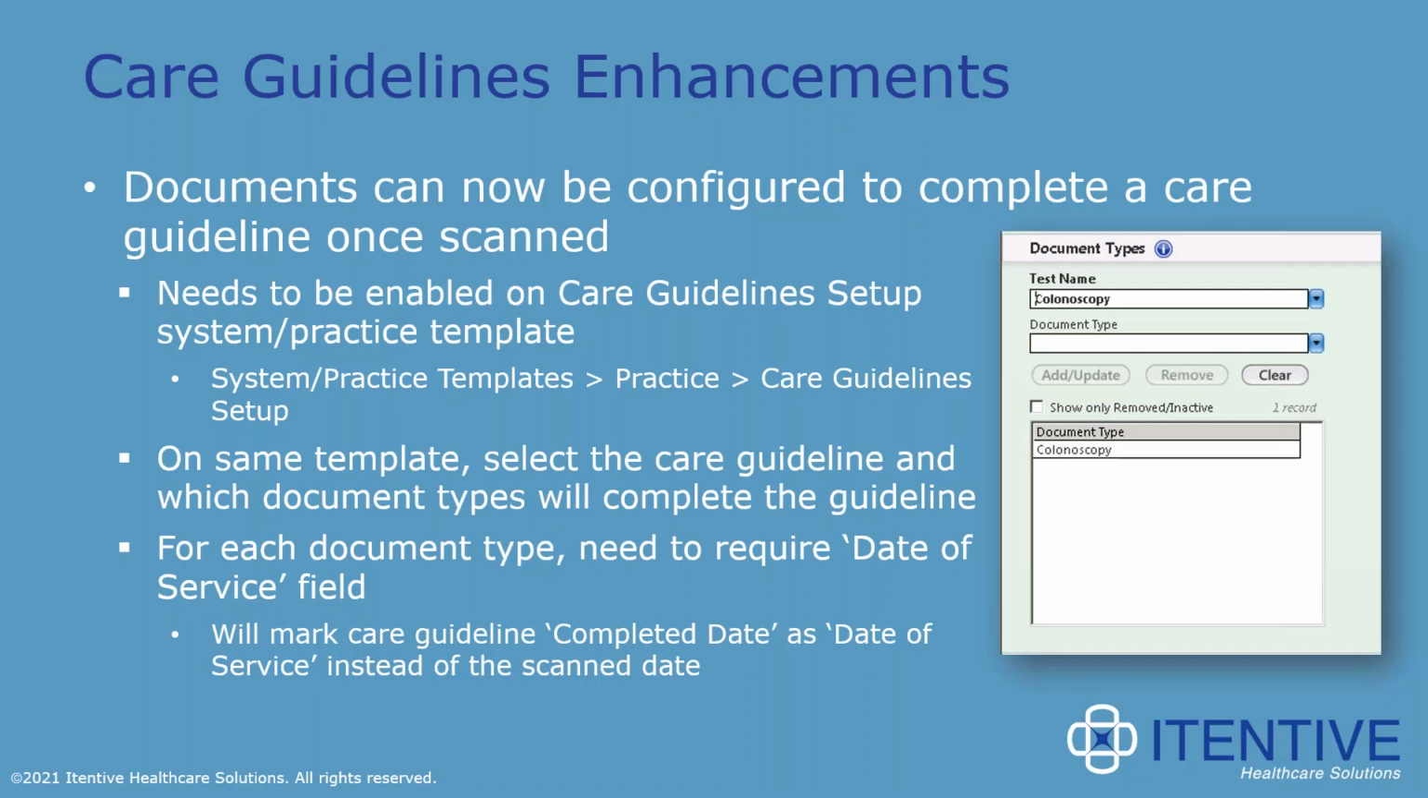Our first step in setting up to use this feature on that care guideline setup template is to enable the feature. Once you have turned on that ability, your next step would be to configure for all of the document types which care guidelines they would satisfy. I did want to point out that you can have multiple document types linked to one care guideline item, as well as the reverse. You can have multiple care guideline items linked to one document type. So it's really what's going to fit your practice's needs.